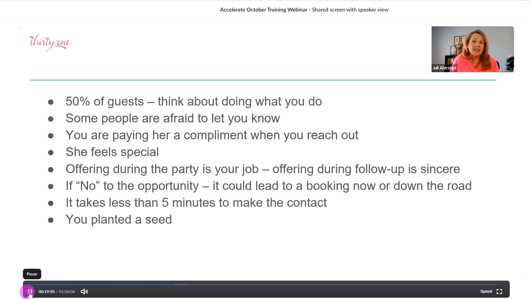Now, if somebody says no to the opportunity when you follow up, you know what? It could lead to a party now. They could book with you now, or it could lead to a party down the road. And following up with your party guests only takes less than 5 minutes to make that contact. And you've got to keep in mind that you planted a beautiful seed.